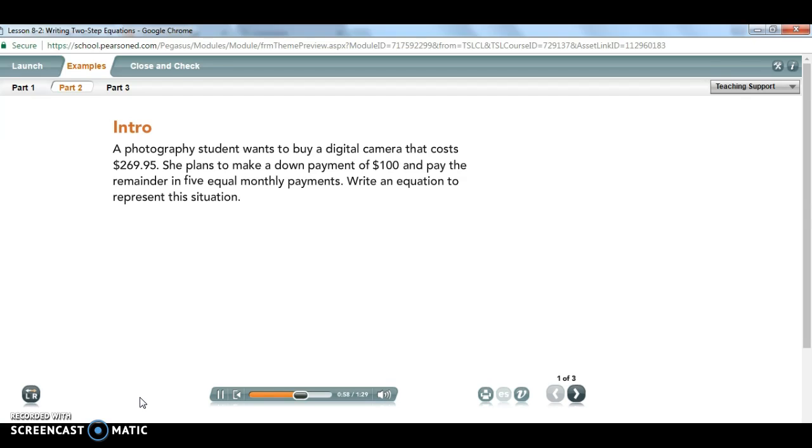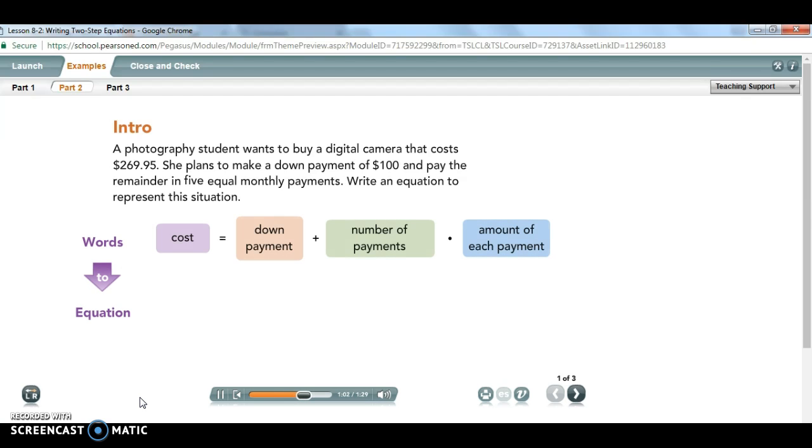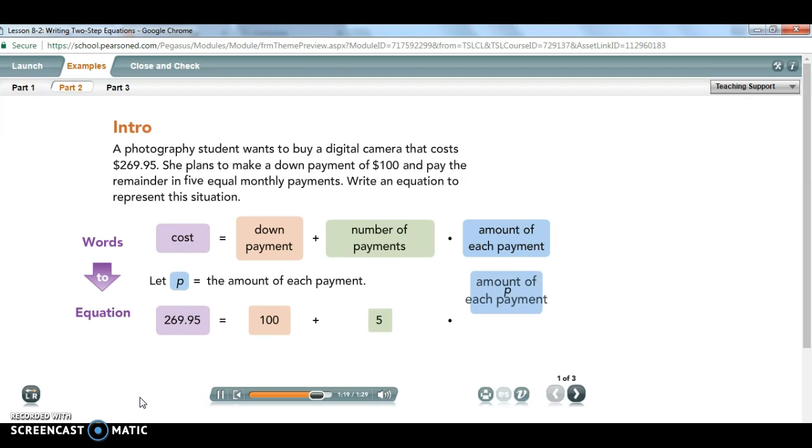Now you're ready to turn the words into an equation. First, the words. The cost equals the down payment plus the number of payments times the amount of each payment. Let P represent the unknown quantity, the amount of each payment. Use the information that you were given to write the equation. The equation 269.95 equals 100 plus 5 times P represents this situation.